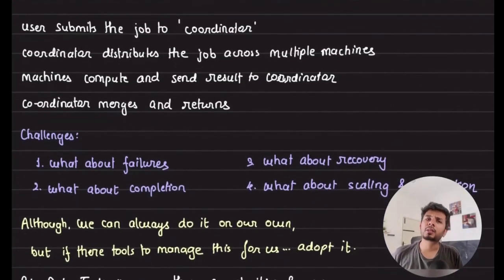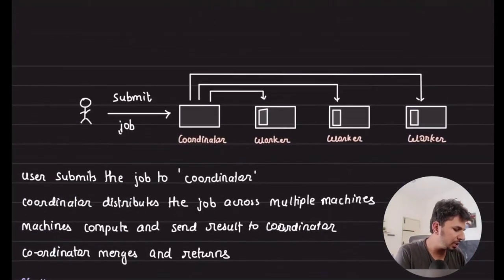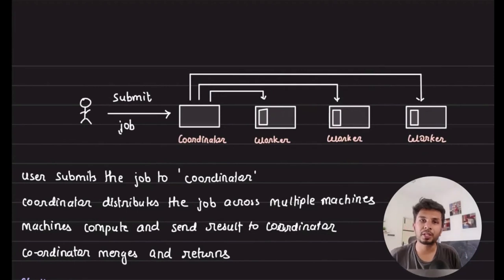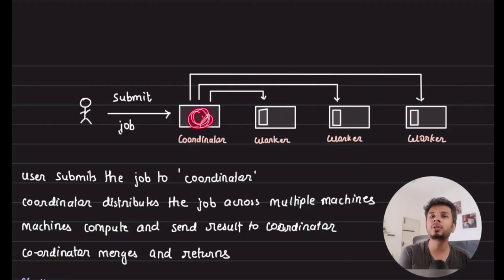Now think about it. What about failures? What if one machine crashed while processing that 100 GB partition? Who will take care of recovery? Who is ensuring the completion? Let's say a machine partially computed the result and sent it back. Who takes care of completion? What if this machine never sent the response? Who takes care of completion then? Right? So someone has to take that ownership, which is where this coordinator comes in.